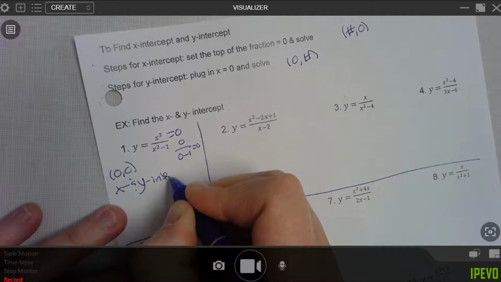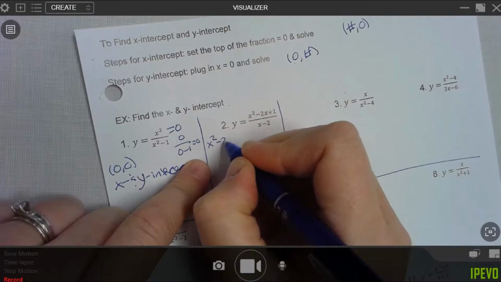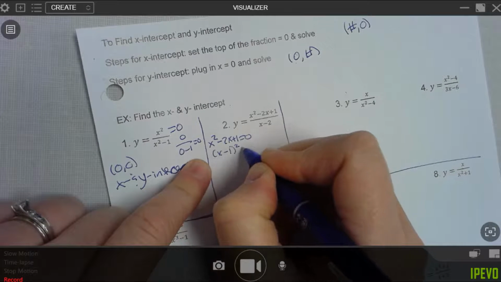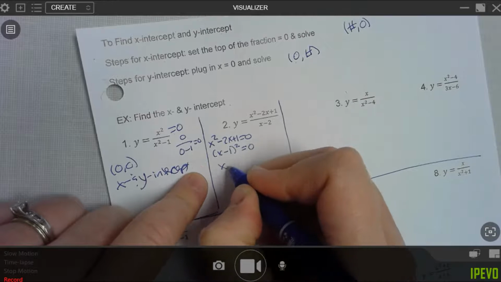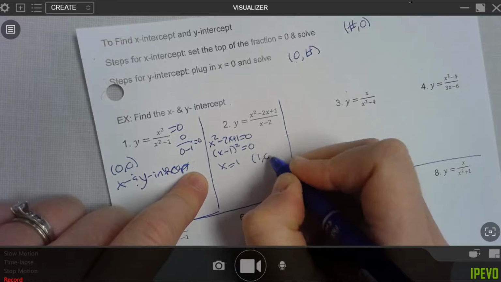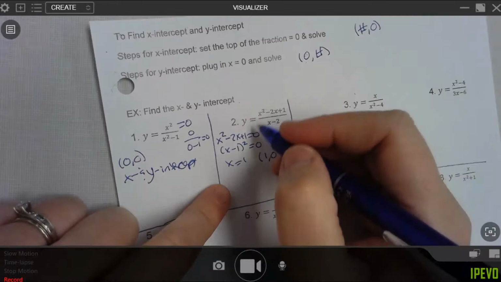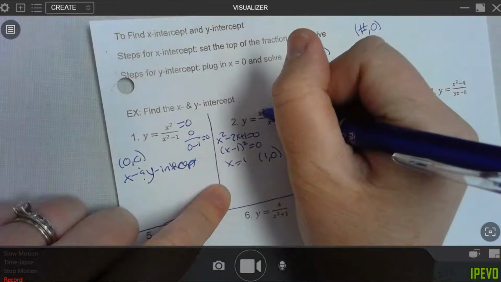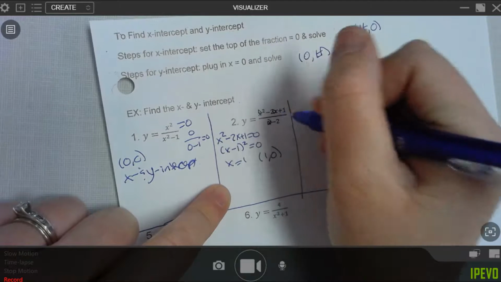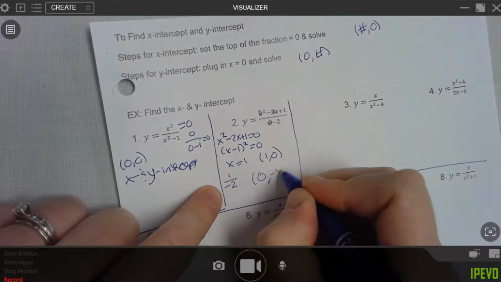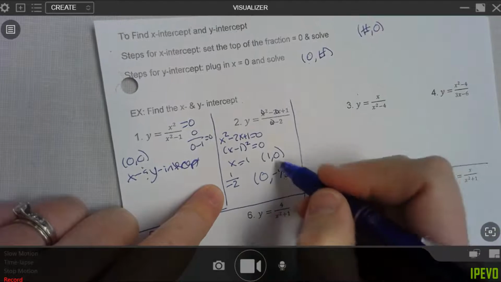So for this one, set my top equal to 0. I have to factor that. So I get (x minus 1) squared, so x equals 1. That gives me the point (1, 0). And then plug in zeros for all of my x's. So make that 0, 0, 0. I'm going to get 1 over negative 2. So it tells me my y-intercept is (0, negative a half).